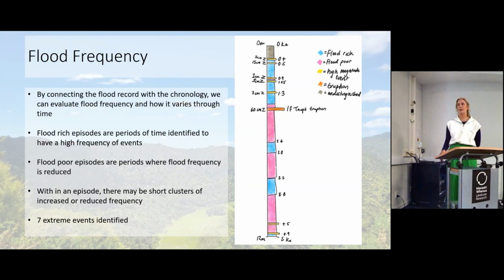And then we have these 7 particularly extreme events identified. These were deposits that were particularly large within the core or had these really, really strong density signatures. So we pulled them out for further analysis, and those are the ones that are marked in yellow in this diagram. We've got 5 different periods of increased flood frequency through this record, and these roughly correspond with other records that we have for flood frequency around New Zealand.